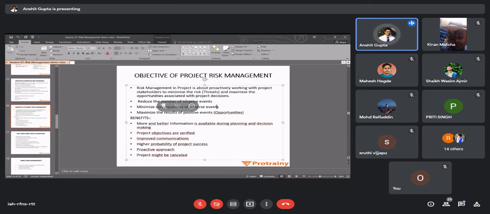How will you reduce the number of surprise events? If you have already thought about that risk before, it will not be a surprise for your company, because your company has already thought that this event can happen and you were already prepared for it. That's why it is not a surprise for you. Minimize the consequences of adverse events, maximize the result of positive events, that is opportunities. And benefits: what are the benefits of project risk management? More and better information is available during planning and decision making. Project objectives are verified, communication is improved, and there is a higher probability of project success. See, risk management does not promise you that your project will be 100% successful, but the probability of project success will increase.